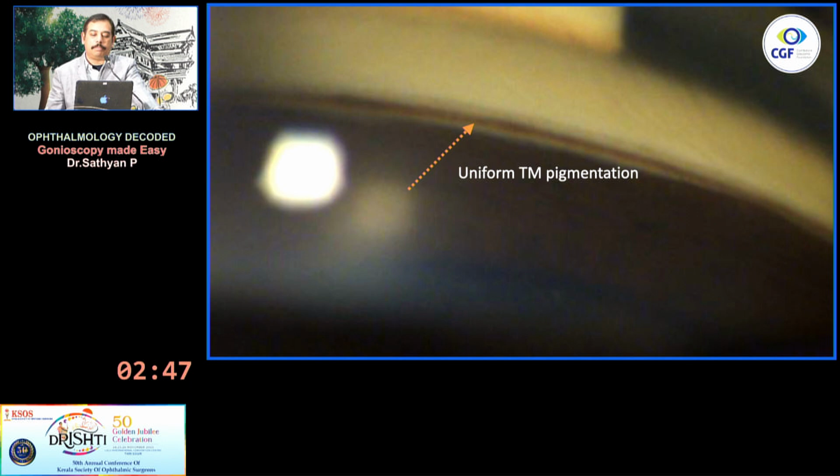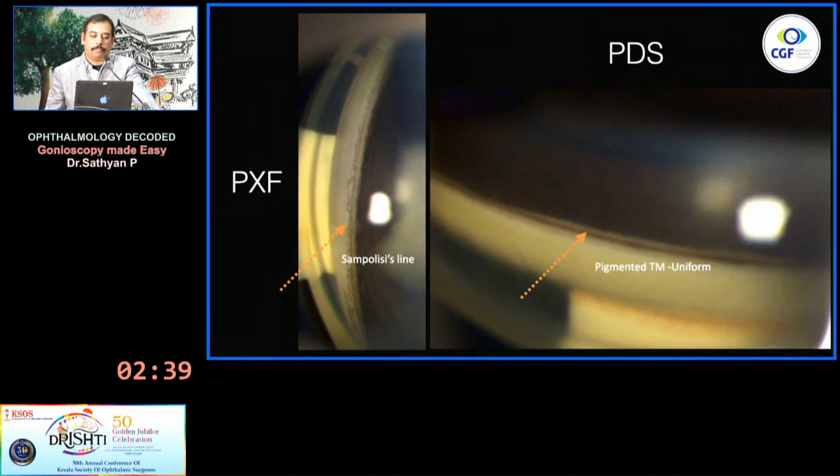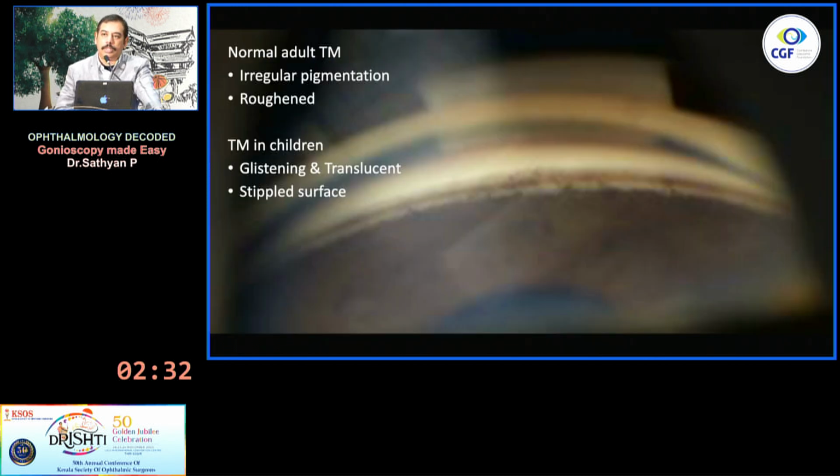Then you have the trabecular meshwork. You can see that this is a uniform 360-degree pigmentation of the trabecular meshwork. That is very typical of pigment dispersion syndrome. So you should not get confused between the Sampaolesi line and the pigmented trabecular meshwork. Usually the pigmented trabecular meshwork is very irregular in pigmentation and it is rough. In children it is very lightly pigmented, or sometimes very glistening. It is not like a very pigmented layer.